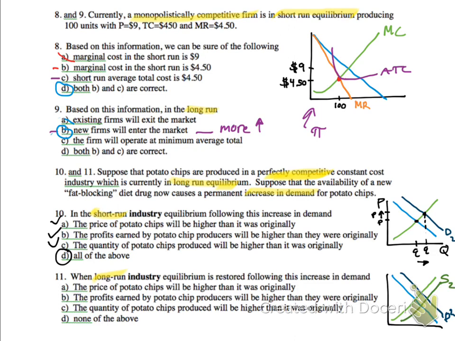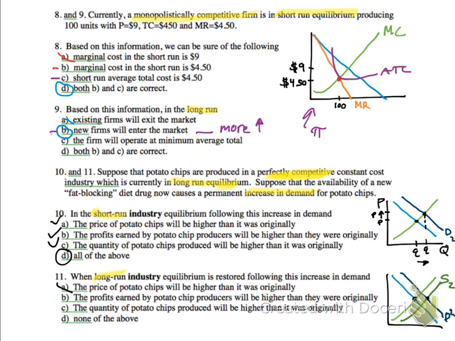Then what happens? Where will the new equilibrium form? Well, we had it here, and now it'll form here, roughly around the same area. We don't know how far it'll shift, but we'll see. Actually, we might. So let's look at the choices here. So we have the price of potato chips will be higher than it was originally. That we're unsure about, actually. It will probably go back to the same price. So that's not true.